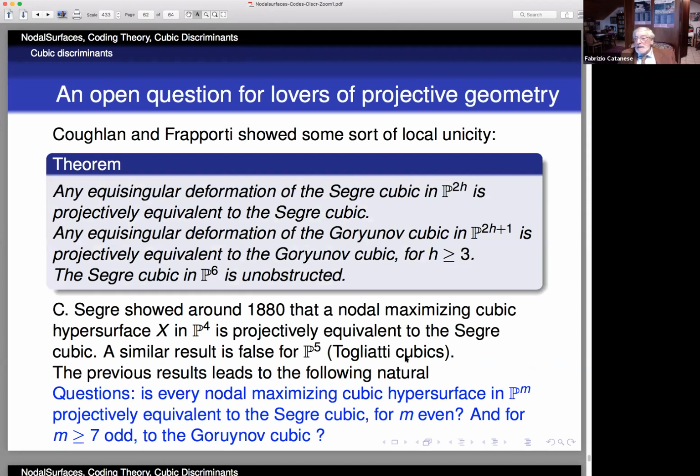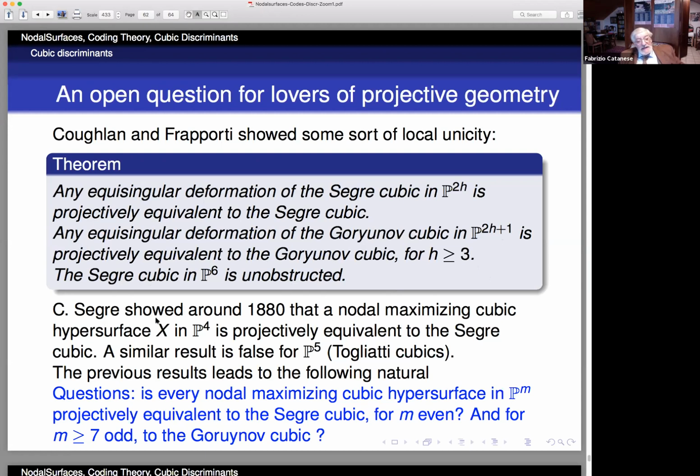And let me just take 1 minute more to mention an interesting open question. Stephen Kaplan and Davide Frapporti show the following. If you take the Segre cubic, the one with the maximal number of nodes, any equisingular deformation of the Segre cubic is projectively equivalent to the Segre cubic. And the same for the Goryunov cubic if the dimension of the projective space is at least 7. And the Segre cubic is unobstructed.